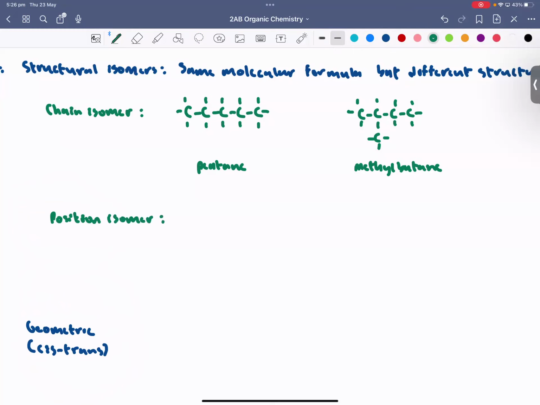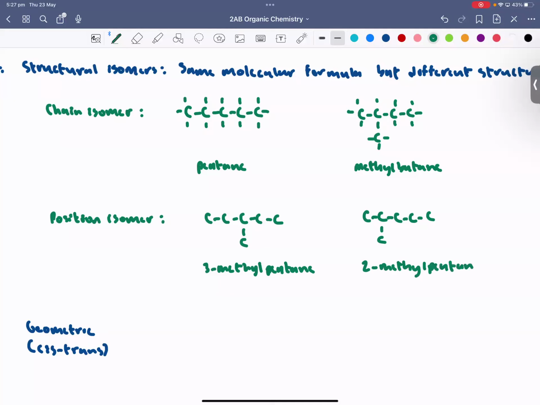Here's an example of a position isomer. 1, 2, 3, 4, 5. Put a carbon here. 1, 2, 3, 4, 5. Carbon here. What's the difference? This is 3-methylpentane, and this is 2-methylpentane. Same chain. The only thing different is where the position of the functional group was. All right, so that's position isomers.